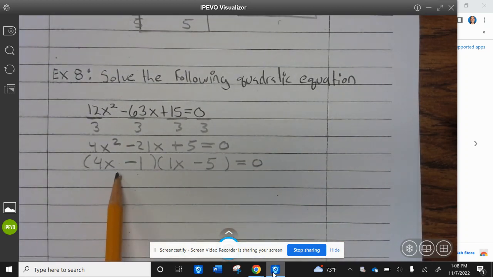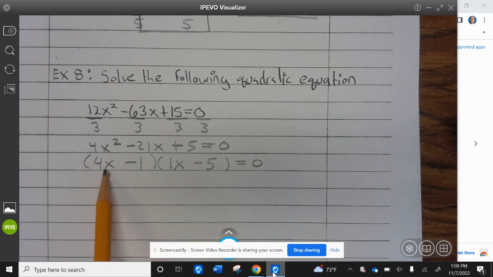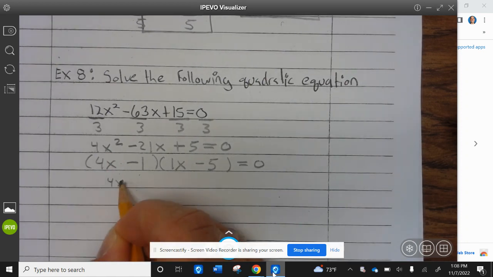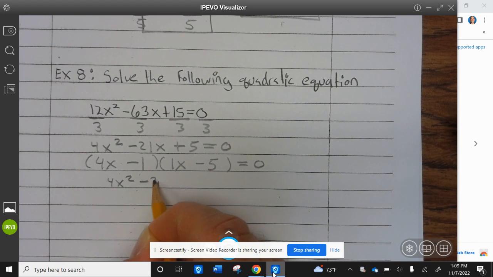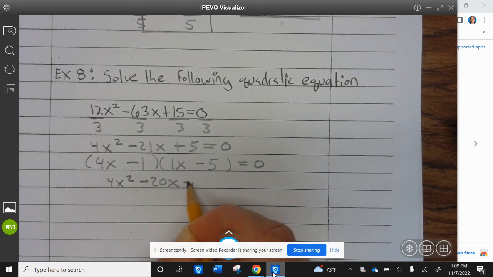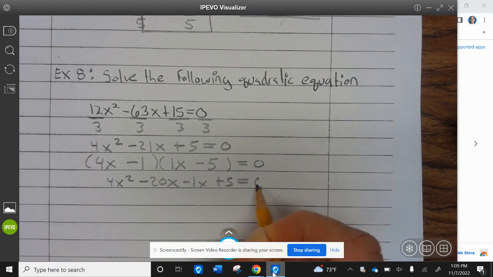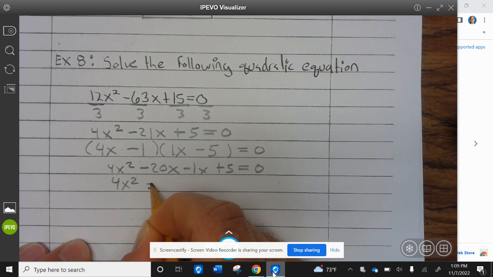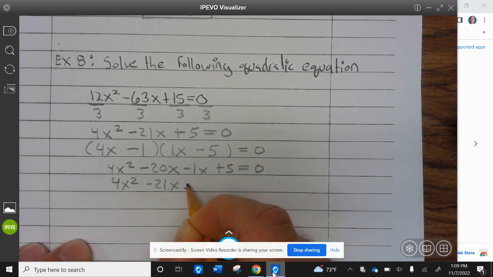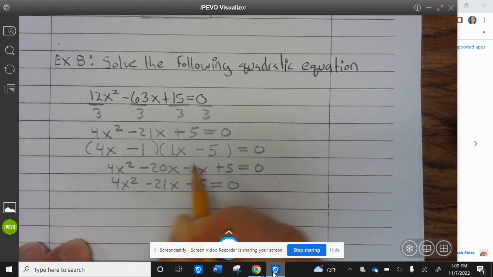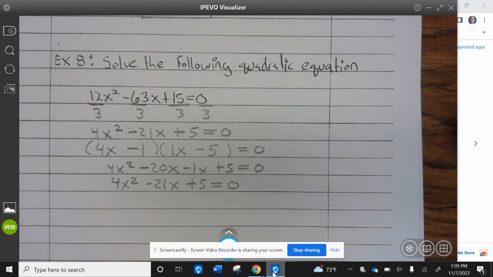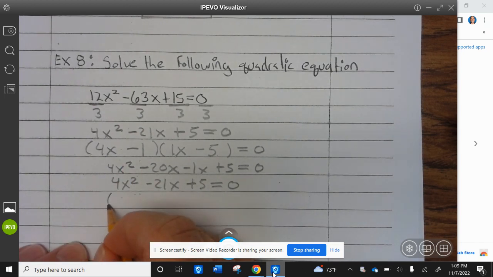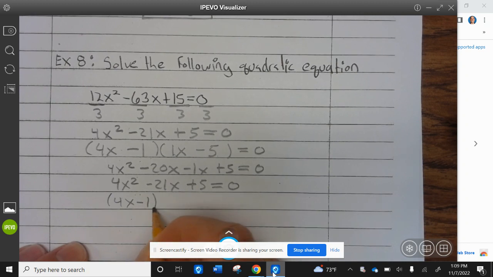Now, we need to make sure that this multiplies to be this. So let's check. 4x times 1x is 4x squared. 4x times 5 is negative 20x. Negative 1 times x is negative 1x. Negative 1 times negative 5 is a positive 5 equal to 0. So then that's 4x squared minus 21x plus 5 equal to 0. These match, meaning the factors work. So we have (4x minus 1)(x minus 5) equal to 0.